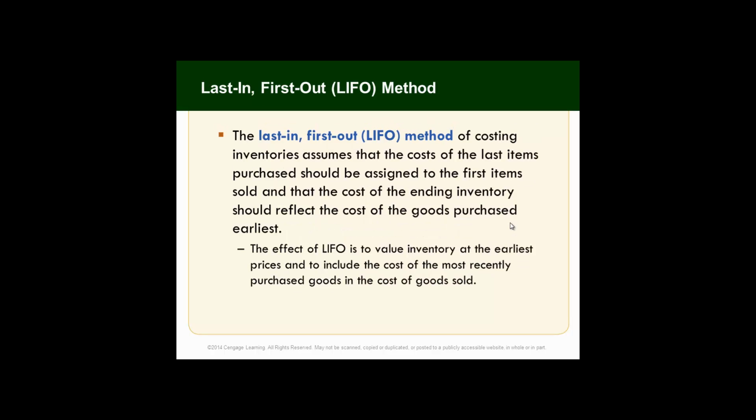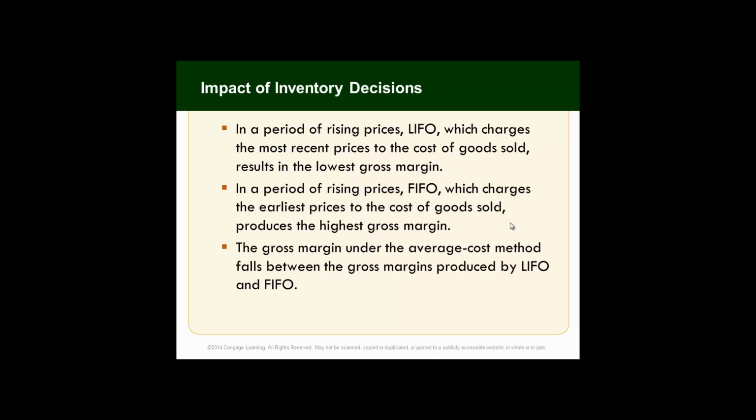Last in, first out is the complete opposite of that method. So the costing of inventory assumes that the cost of the last items purchased should be assigned to the first item sold, and that the cost of the ending inventory should reflect the cost of goods purchased earliest. The effect of LIFO is that the inventory value is at the earliest prices, and your cost of goods sold is at your most recent prices. So when taking a look at LIFO, if prices are going up, what happens is LIFO charges the most recent prices to your cost of goods sold, which basically means you have a lower profit.